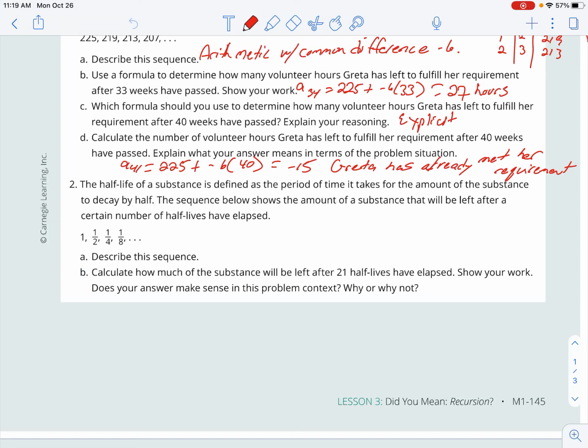Okay, for today we're doing practice 2 and then review 2 and 3. So let's start off with practice 2 here.